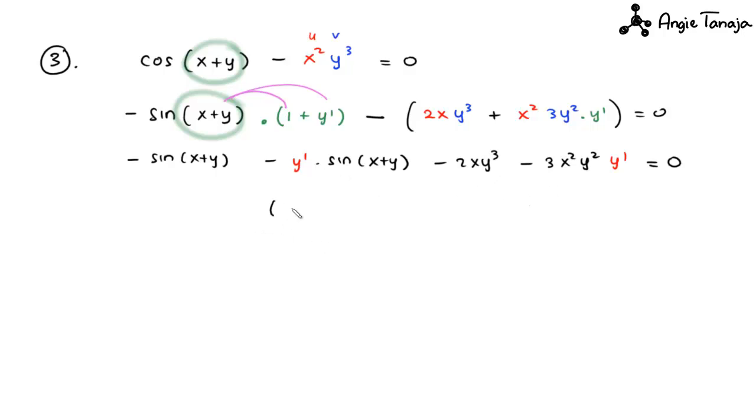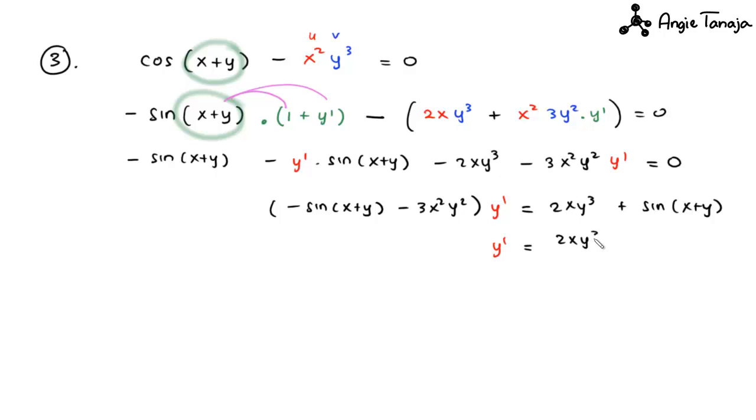So this will be negative sine x plus y minus 3x square y square of the y prime is equivalent to 2xy cube plus sine x plus y. So then the y prime will be the fraction of x plus y over by negative 3x square y square is.